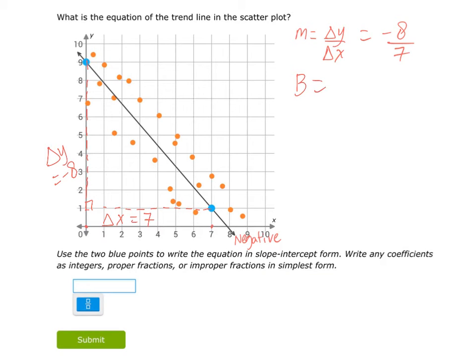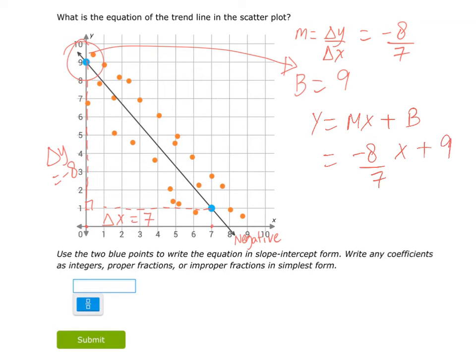And our b value is easy to calculate because it's right here. So what is this value? The y-intercept? 9. Plug it in. -8/7 x plus 9. That's our equation. You put that over here. Use the fraction bar while writing the -8/7.